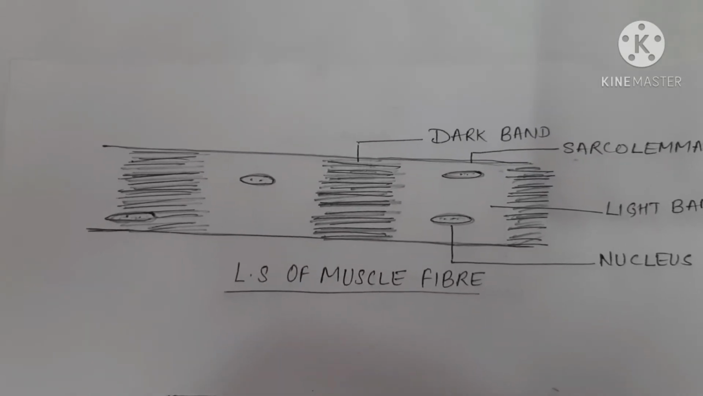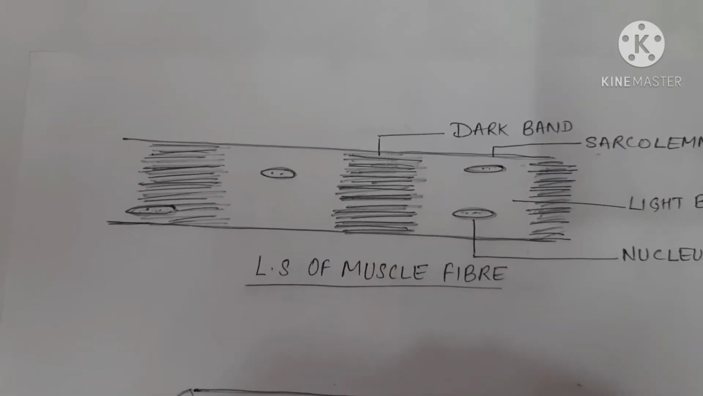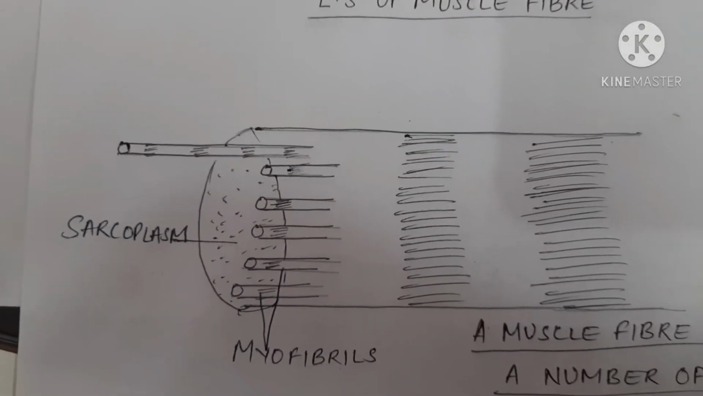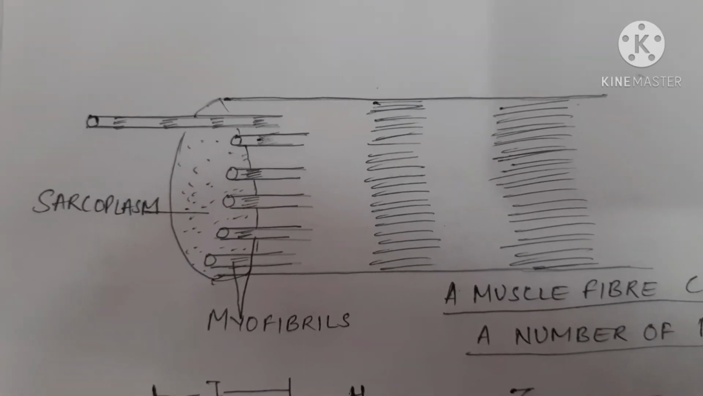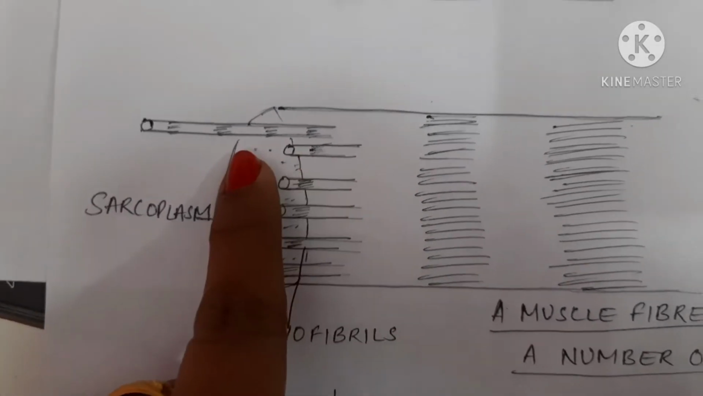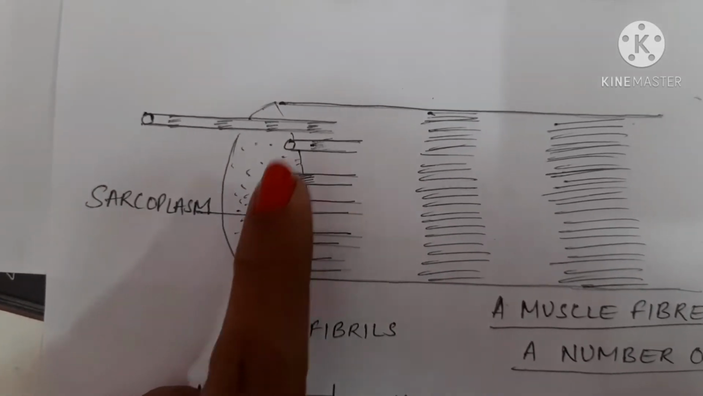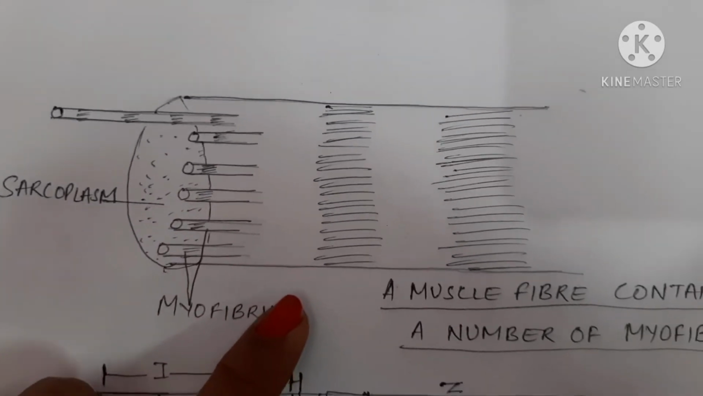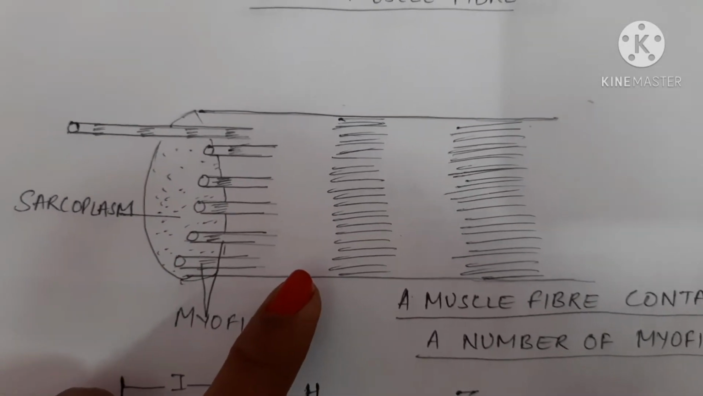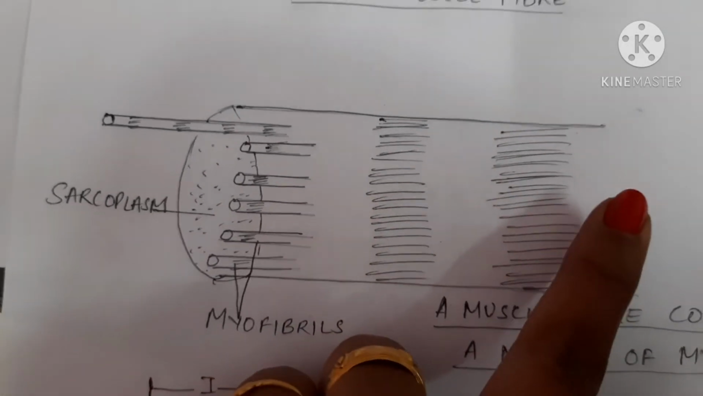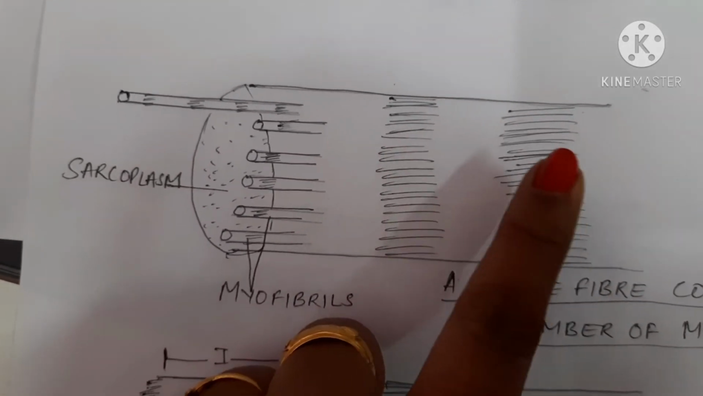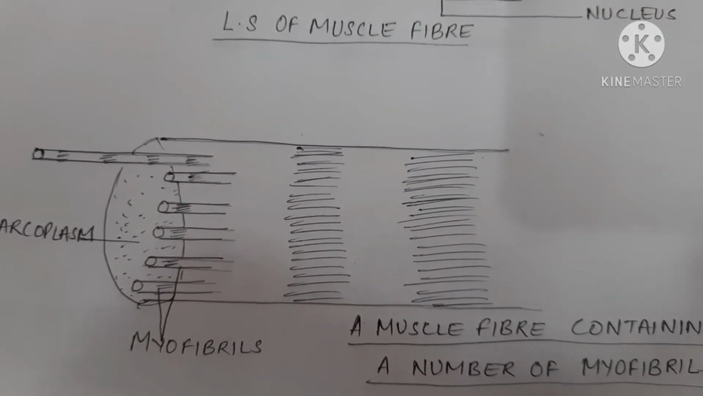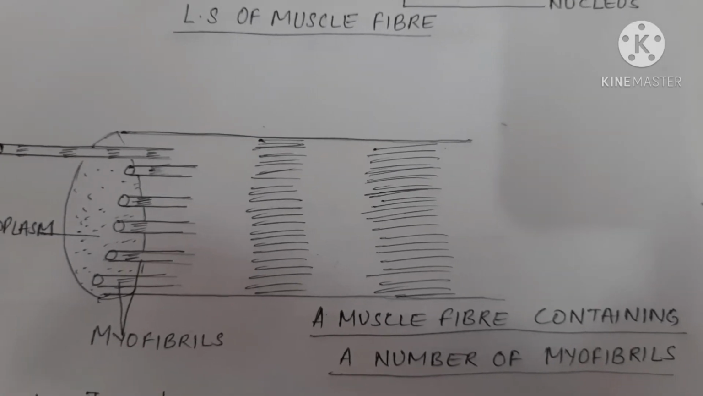Now various myofibrils are enclosed in a muscle fiber. Here you can see a number of myofibrils. They are enclosed in sarcoplasm and covered by a membranous covering, and a number of myofibrils are present in a muscle fiber. The dark and light colors show the dark band and the light band here. This is the structure of a muscle fiber containing a number of myofibrils in it.